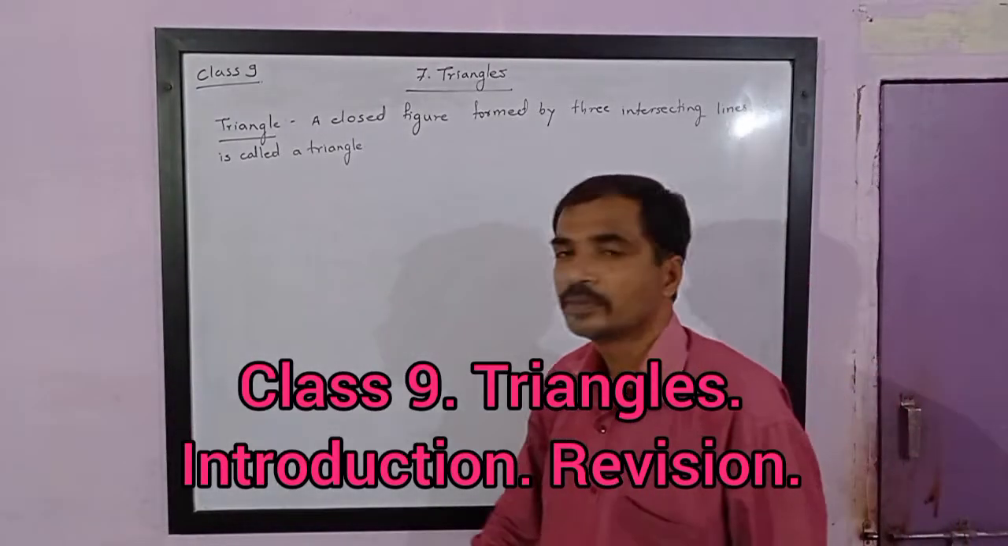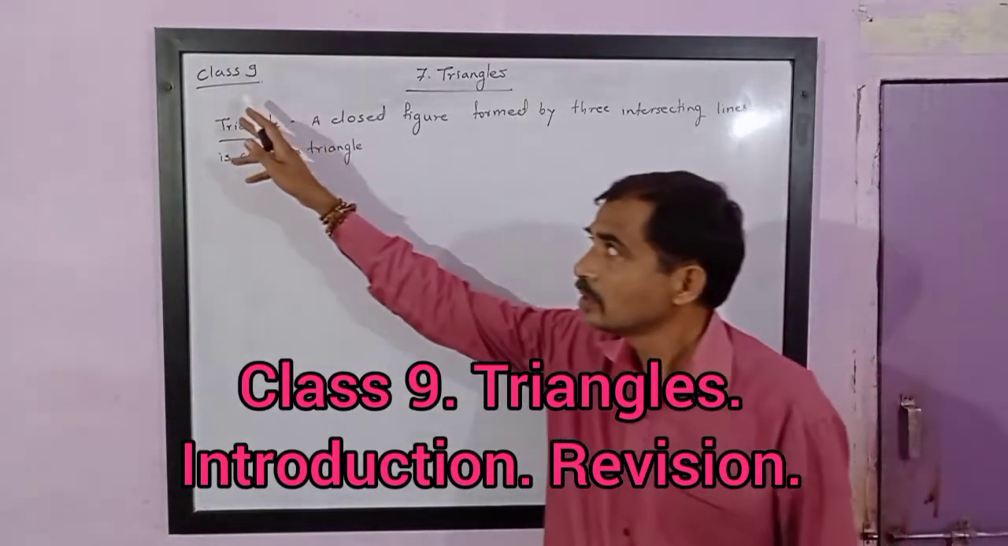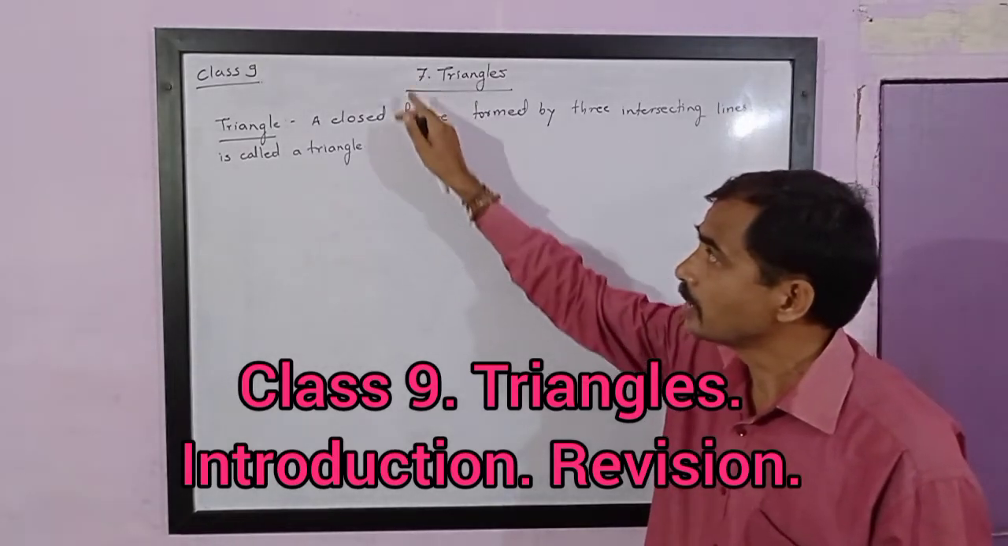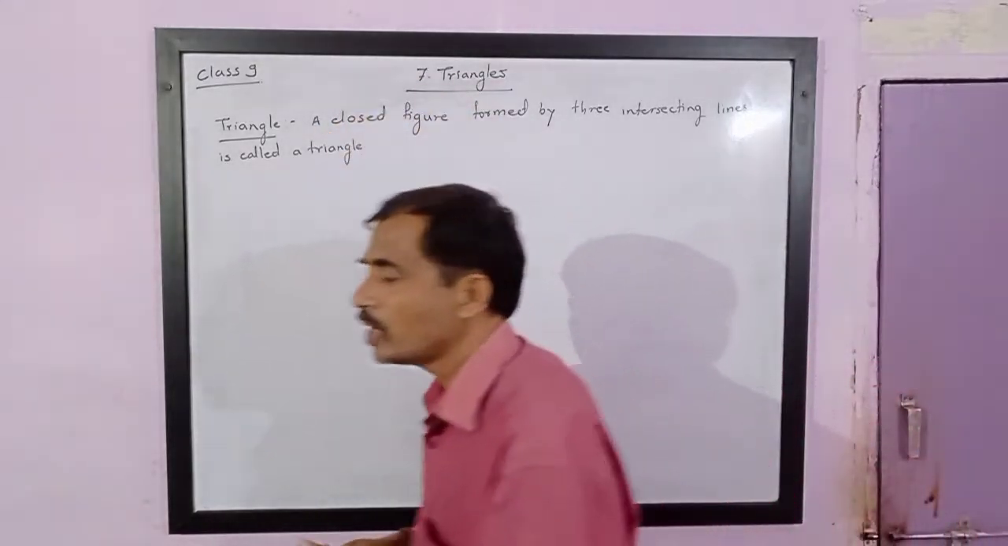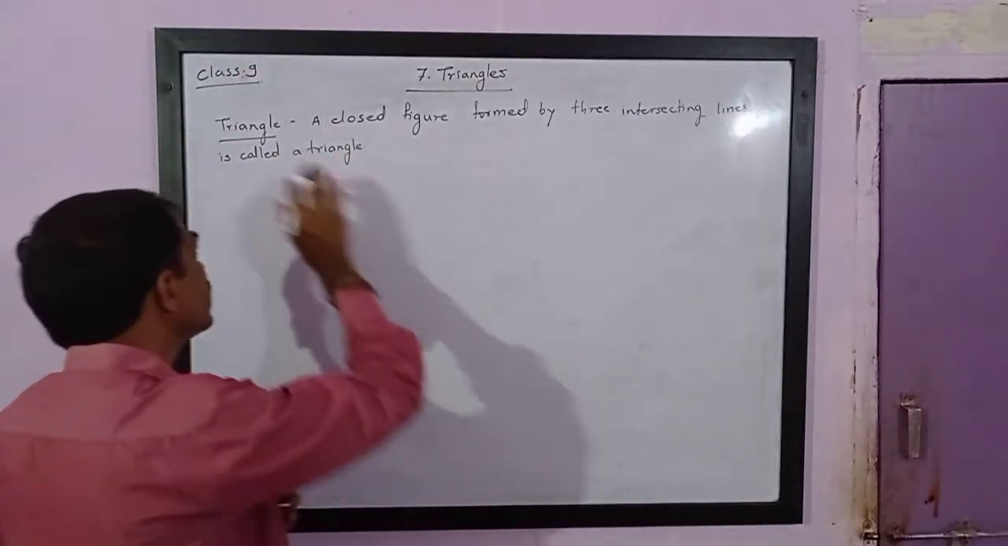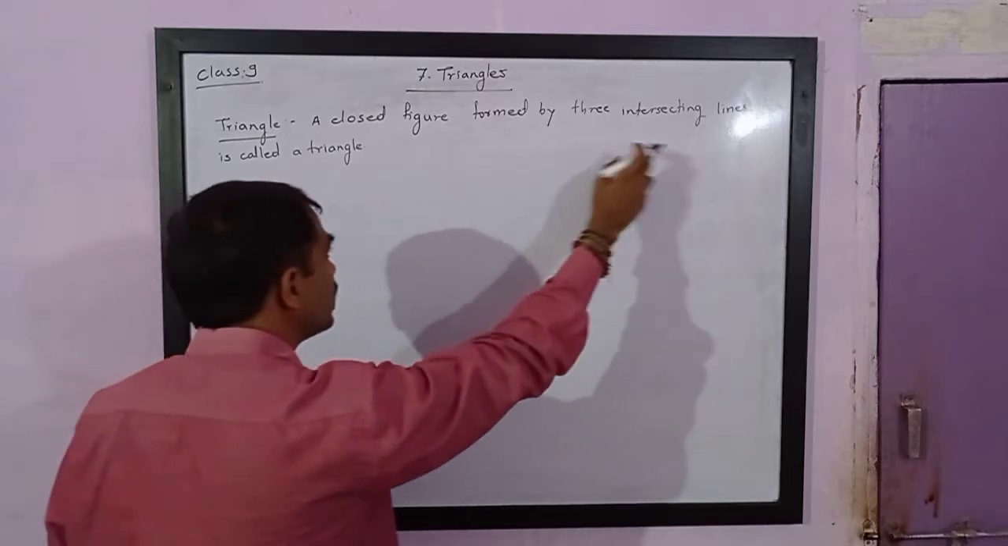Dear friends, in class 9, we are going to start with the next chapter, that is the 7th chapter, Triangles. Now, in this, first, the definition of the triangle, let us revise, this is what we have already studied. A triangle is a closed figure formed by three intersecting lines.